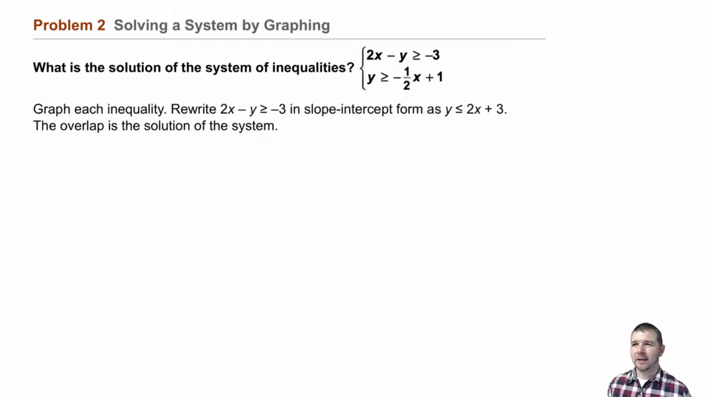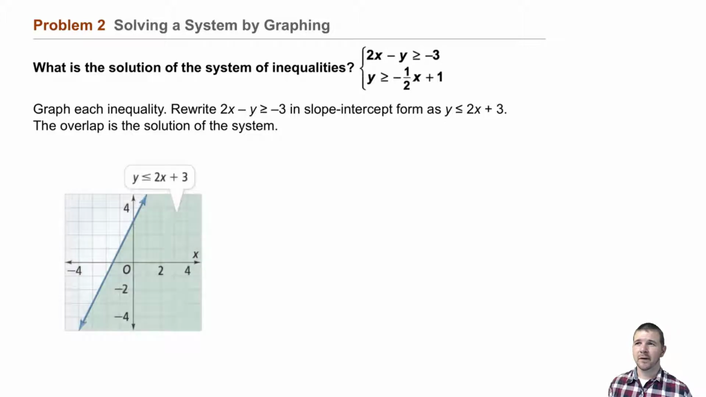We'll rewrite the inequality 2x minus y is greater than or equal to -3 in slope-intercept form to help with graphing, and that will become y is less than or equal to 2x plus 3. The overlap is the solution of the system. Well, first graphing y is less than or equal to 2x plus 3, as shown here. We have a solid boundary line here in blue, and we shade the half plane below the line because we're talking about values of y less than or equal to the expression.